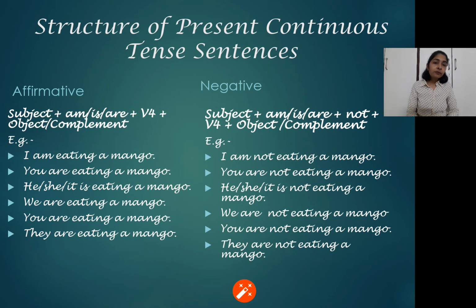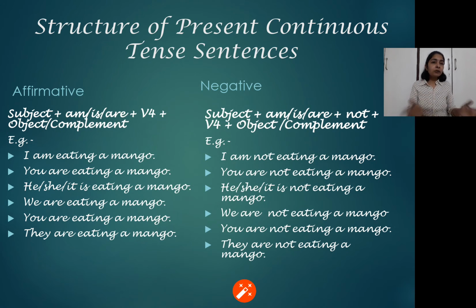Now the same is the case in negative sentences. The only thing is we use not here. I am not eating a mango, you are not eating a mango, he, she, or it is not eating a mango, we are not eating a mango, you are not eating a mango, they are not eating a mango. One thing is very similar here, that in the second person the subject is always you.